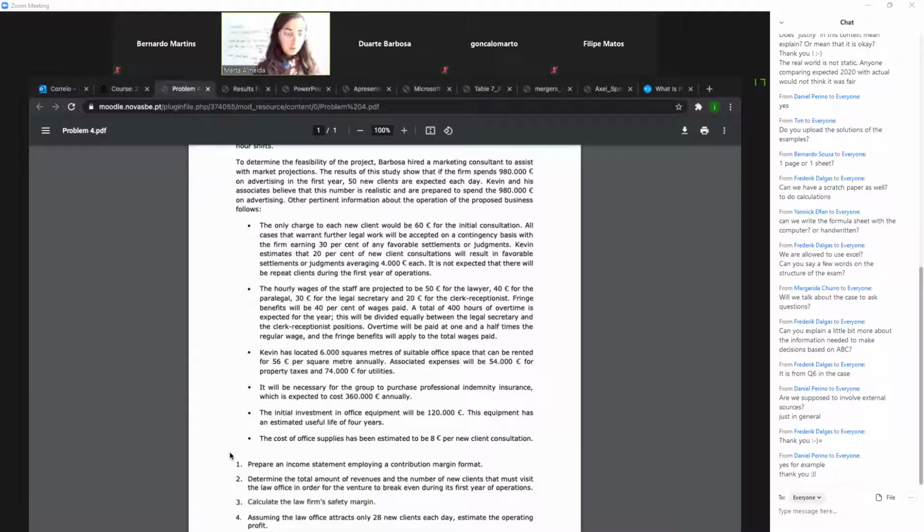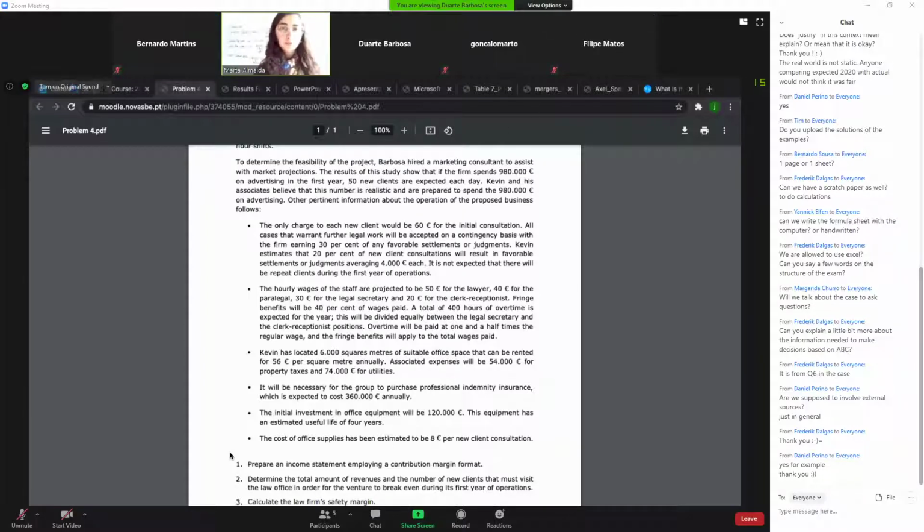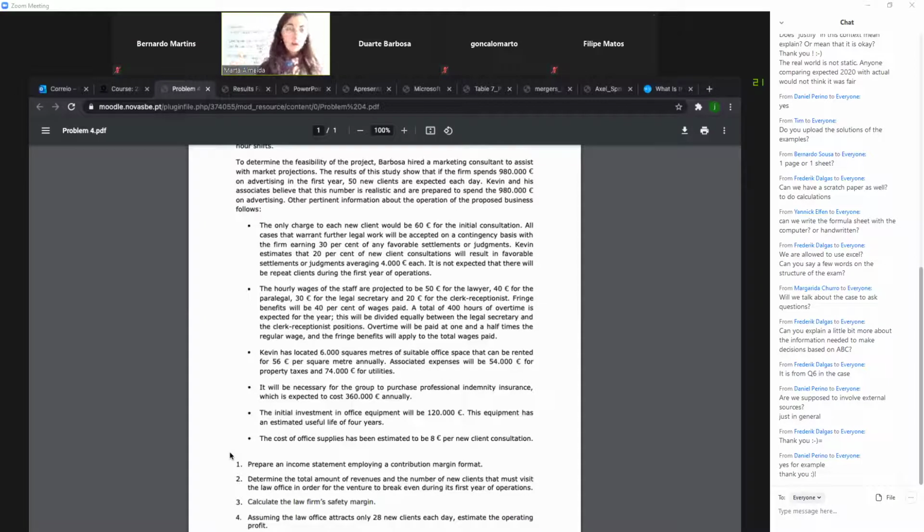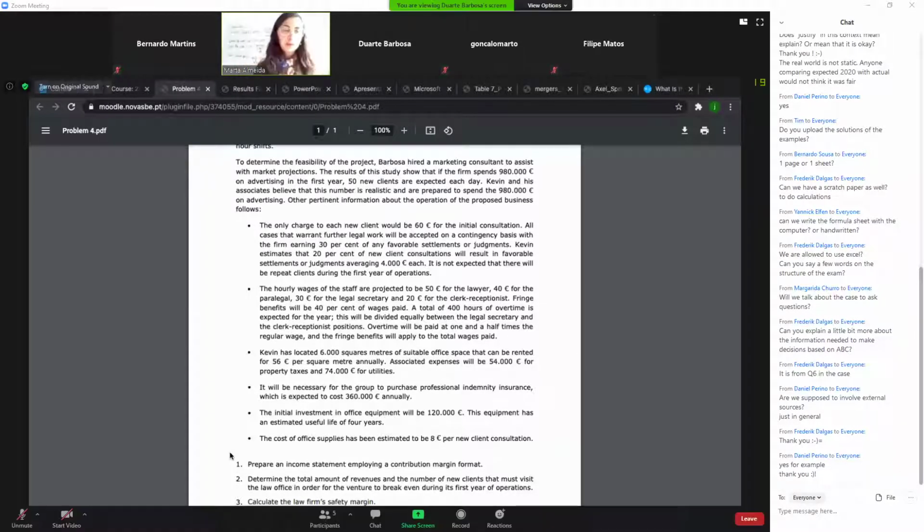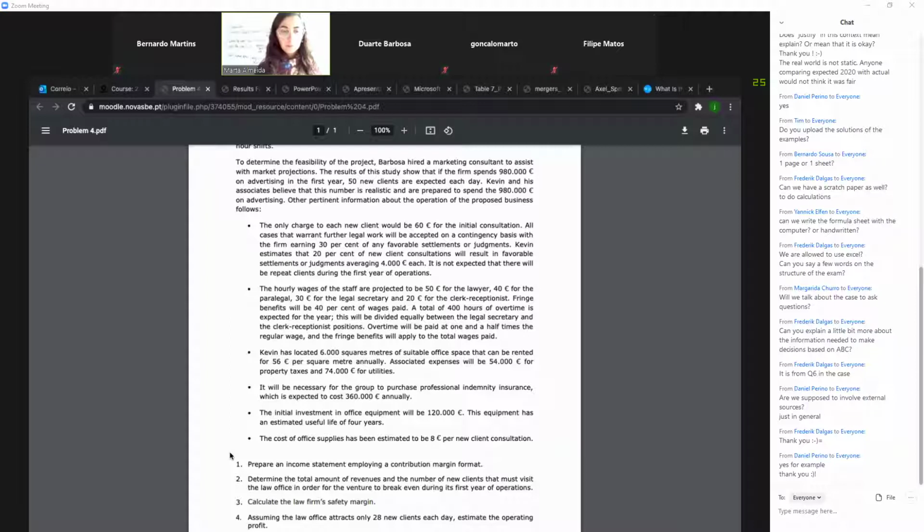Quando vamos calcular o break-even point, nós temos que ter em conta também, uma vez que a margem de contribuição é calculada para estes dois tipos de produtos, que vamos somar estes dois clientes, ok? Uhum.